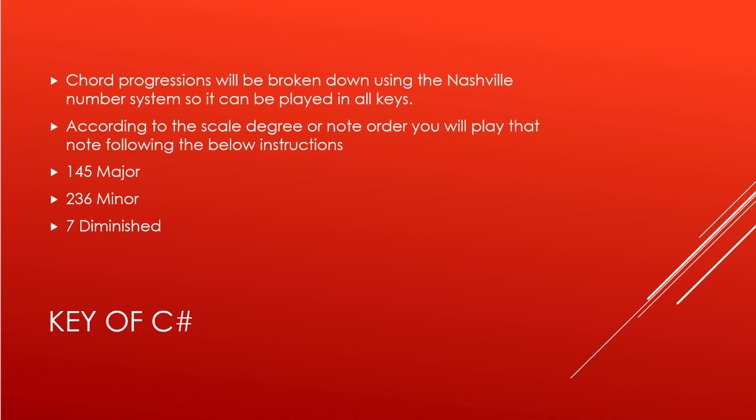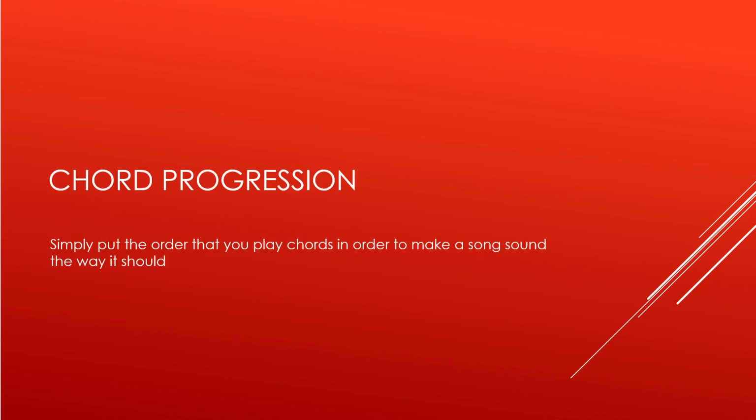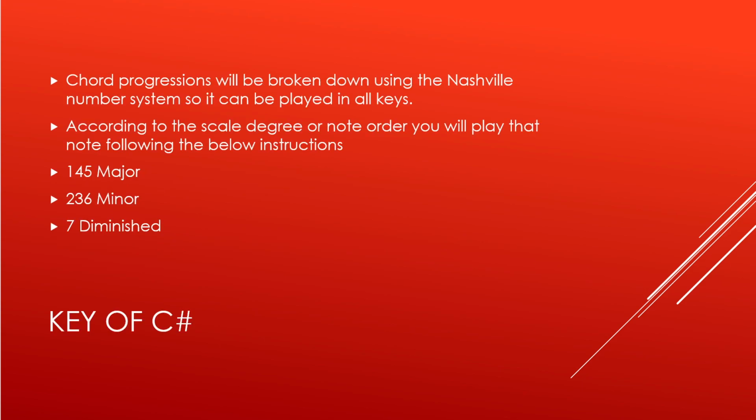Now in common music, most people are using the Nashville number system, even if they don't know they're using it. And what that does is tell you which chord is played at what time. Just to make it simple, a chord progression is, simply put, the order you play the chords in order to make the song sound the way it should. Okay. Now back to this.